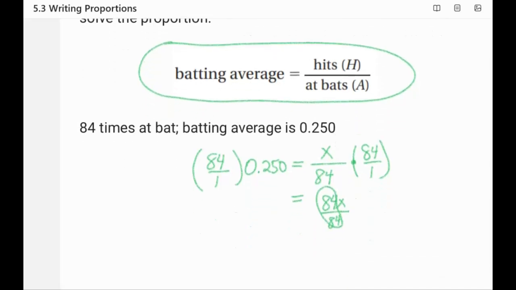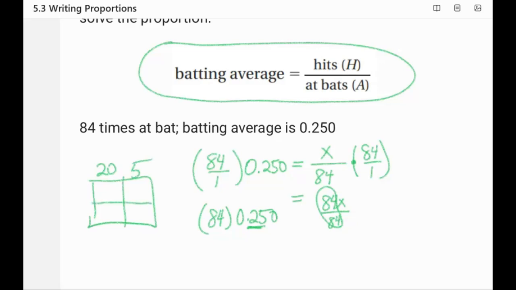And then on this side, we do 84 times the 0.250 right there. Okay, so let's do area modeling. So I'm only going to use the 25 right there. So let's do the 25 instead. So let's use area modeling of 25. So 20 and 5. And then we use the area modeling for 84. So there's 80 and 4.